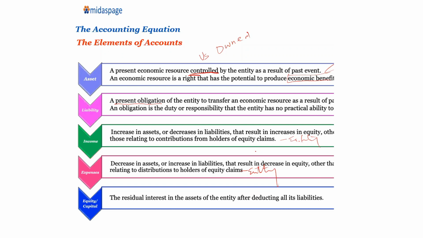So this will now lead us to what is called the accounting equation. We use these five elements to understand the accounting equation. And this accounting equation is very vital. If you don't understand it, you cannot prepare any account.